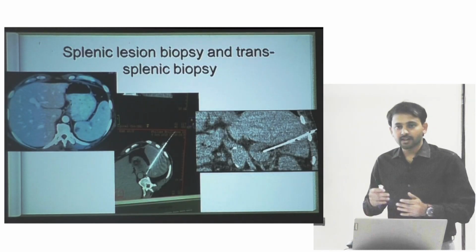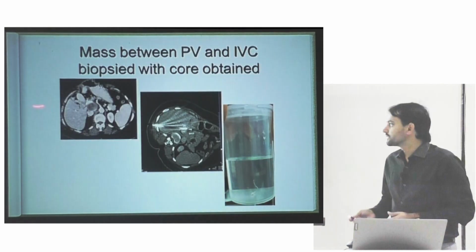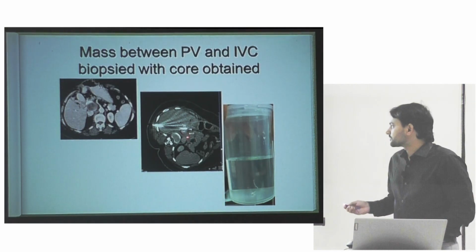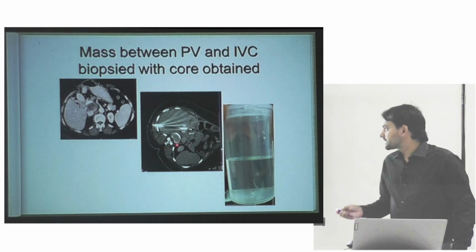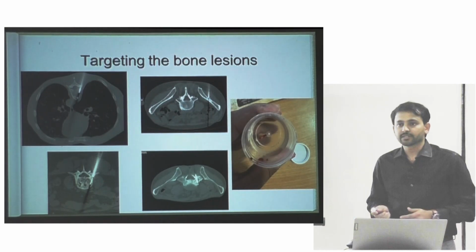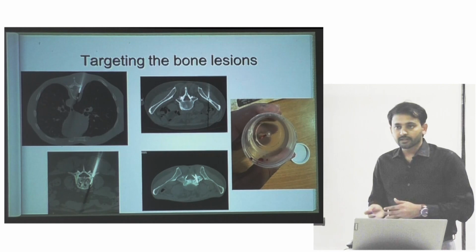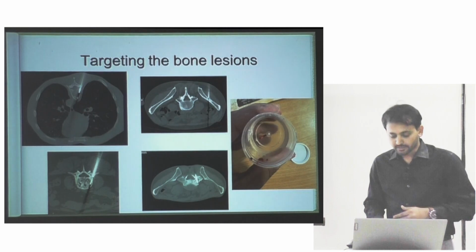Some special conditions like transgastric biopsy and transsplenic biopsy. This is another one which we did in our fellowship. This is a mass between the portal vein and IVC. We took the core from here, and this is the sample we got, which ultimately turned out to be a portal vein IVC leiomyoma. These are some special situations, and percutaneous bone biopsies, especially in bone tumor conditions or hematological conditions where true-cut bone biopsy samples are needed. These are the targeting images from a percutaneous bone biopsy, to avoid major surgeries.